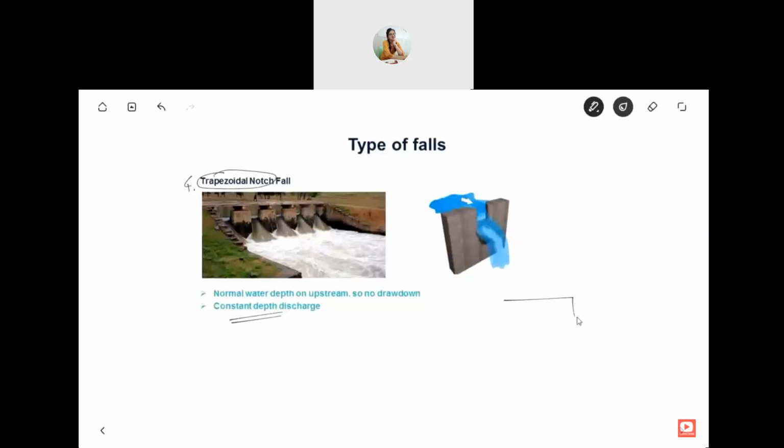Here, because some trapezoidal structures are provided, the depth of this does not increase. Like when you provide a crest like this, the water level increases. But here the depth is constant. However much water was flowing, it will just go down. So there is no drawdown on the upstream side. There is normal water depth. It's known as constant depth discharge.